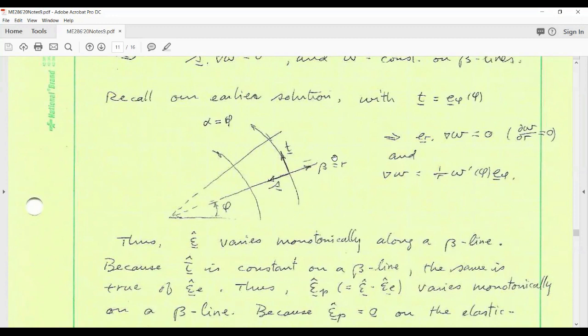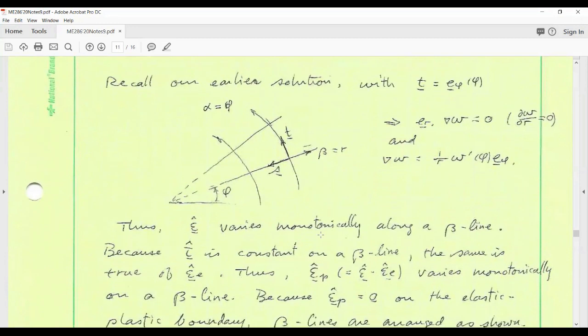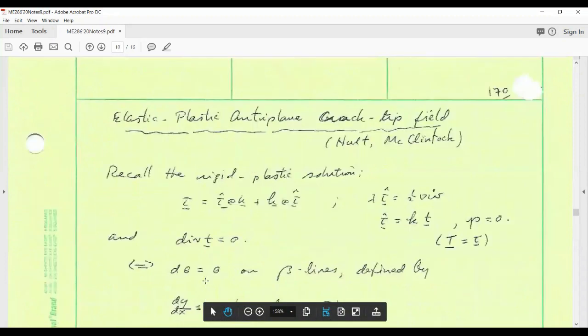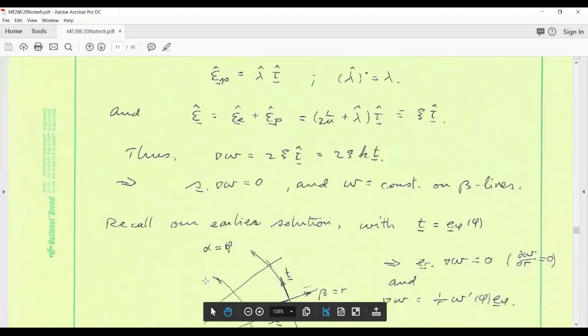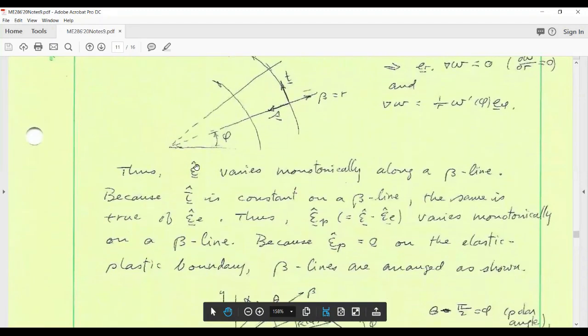So the farther out you go along a beta line, the less the strain becomes. Remember that the stress, tau, is also constant on a beta line, right? Because tau hat, the stress vector, is K, a number, times this T. On a beta line, phi is constant, so the stress vector is constant on a beta line also. Therefore, from the elastic strain-stress relation, the elastic strain vector is also constant along a beta line.